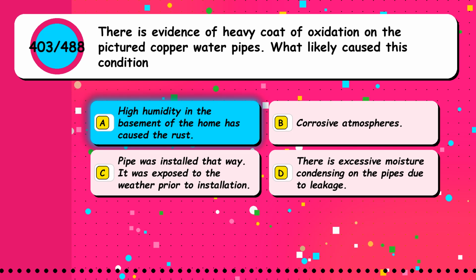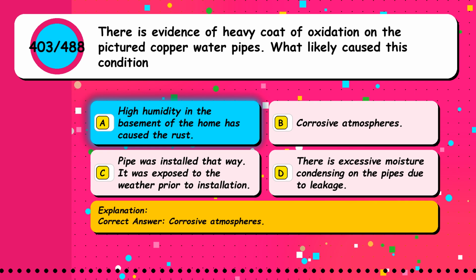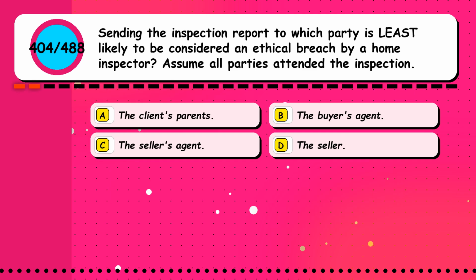The correct answer is option A, high humidity in the basement of the home has caused the rust. Question 404. Sending the inspection report to which party is least likely to be considered an ethical breach by a home inspector? Assume all parties attended the inspection.